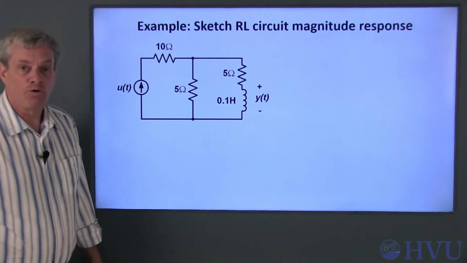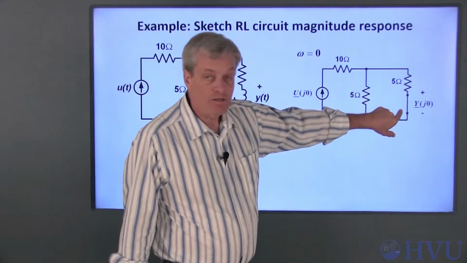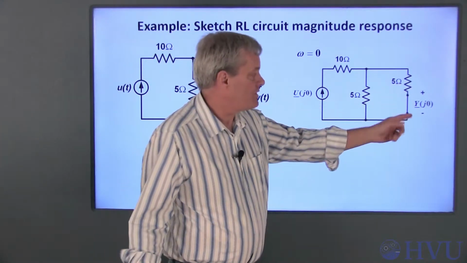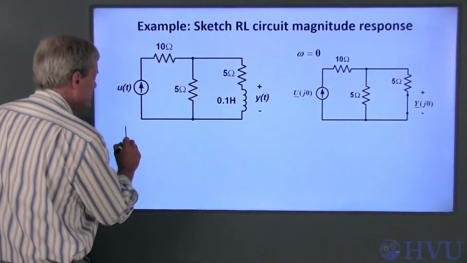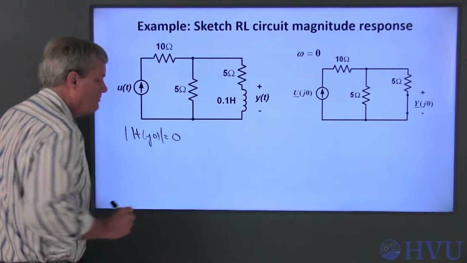First, let's look at the low frequency gain. When omega is equal to 0, the inductor looks like a short circuit. By definition, there's no voltage difference across an inductor, so the magnitude response at 0 frequency is equal to 0.